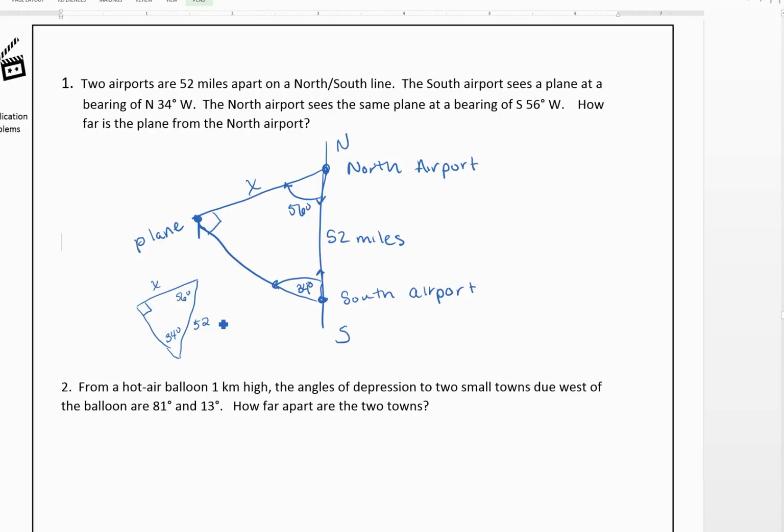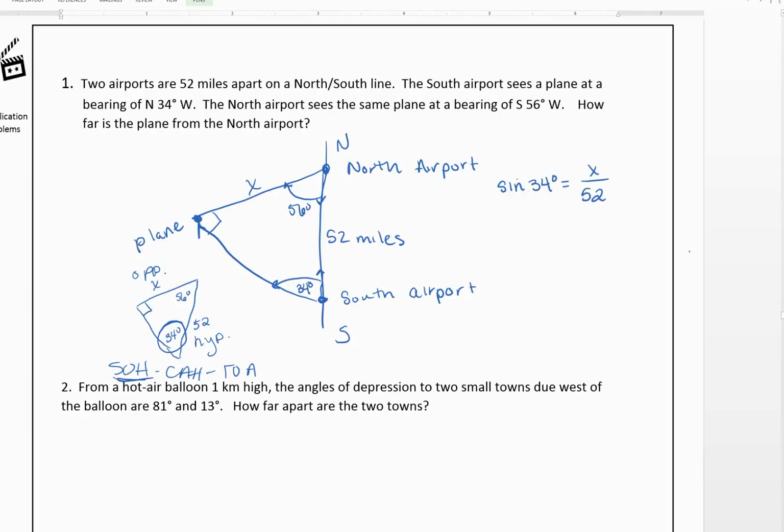Now, what we can do is pick either the 56 degrees or the 34. Let's go ahead and use 34 degrees, okay? Now, the x is the opposite side compared to the 34, and then we know the 52 is the hypotenuse. So we want to think with SOHCAHTOA, which one uses opposite and hypotenuse? Well, that would be sine. So we're going to set up the equation. Sine of 34 degrees equals x over 52.